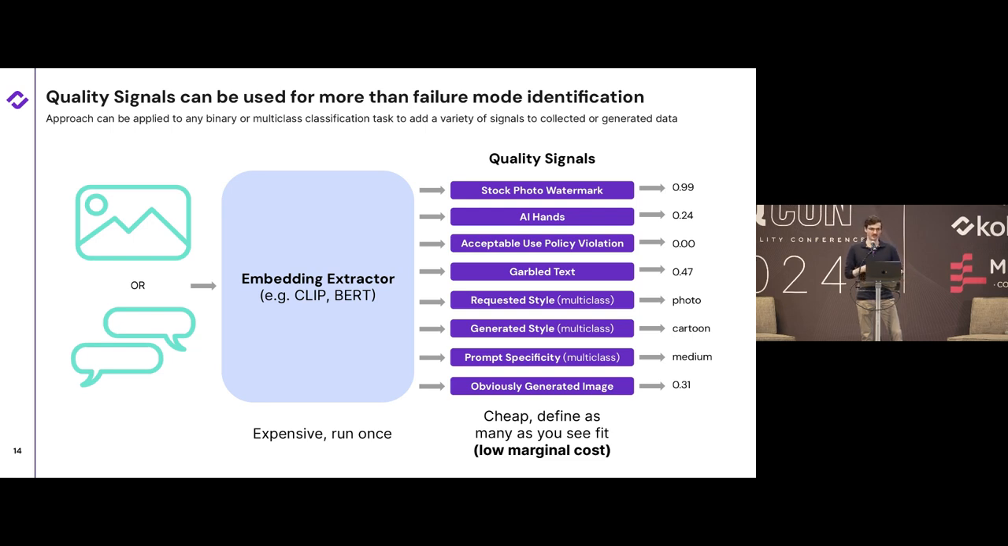The process of extracting the embedding can be expensive. You only run that once, though. And then the process of running inference on your quality signals is very, very cheap. It's a negligible marginal cost. So you can define as many of these as you want to look for as many different things as you want and transform this unstructured data, this generated image maybe, into a bunch of different features that you can then use to understand and analyze your data set.